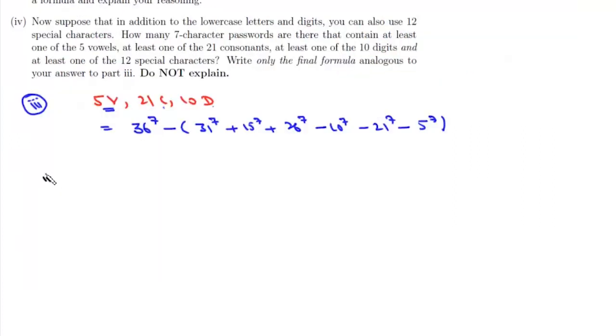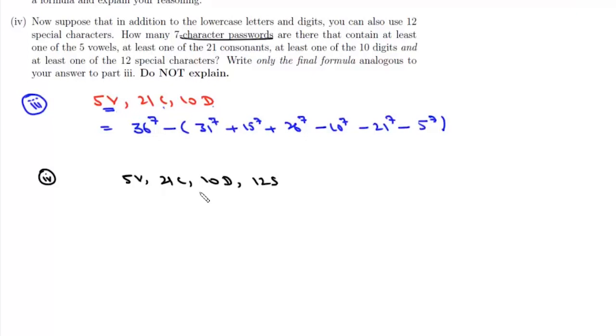And finally we have this fourth case when we have 5 vowels, 12 consonants, 10 digits, and 12 special characters. Now again we have to form 7 character long passwords so that it contains at least one from each. Now for this also, we'll first find the total number of passwords that can be formed without any restriction.